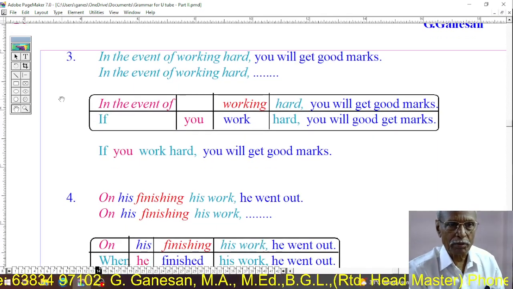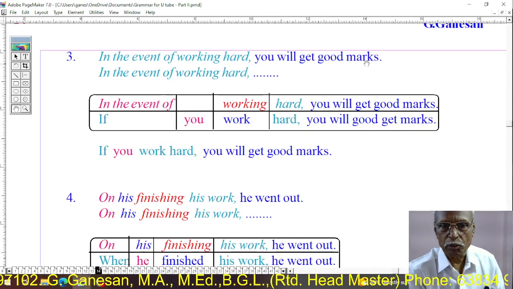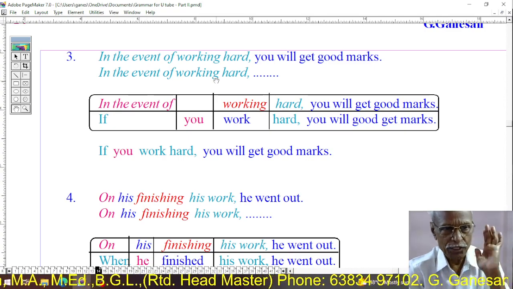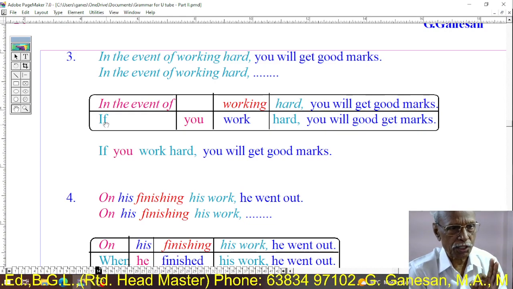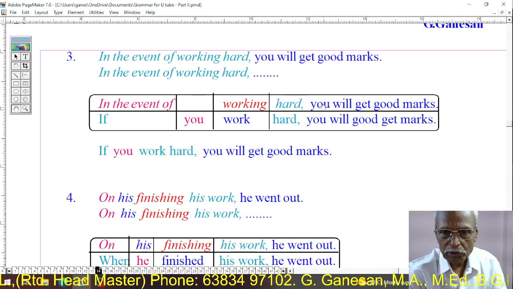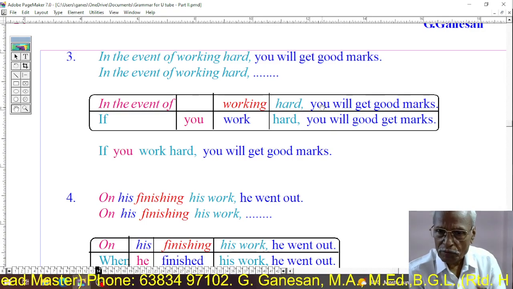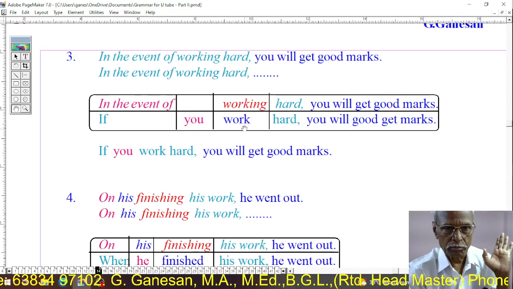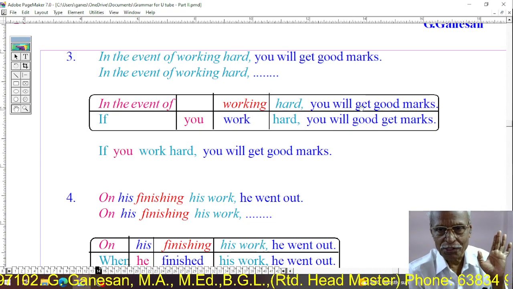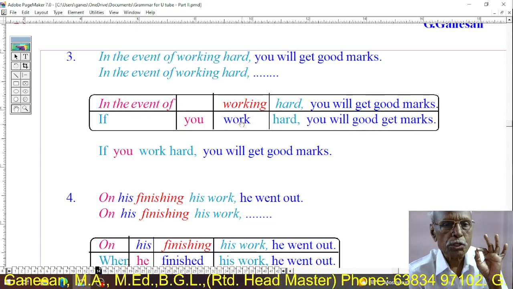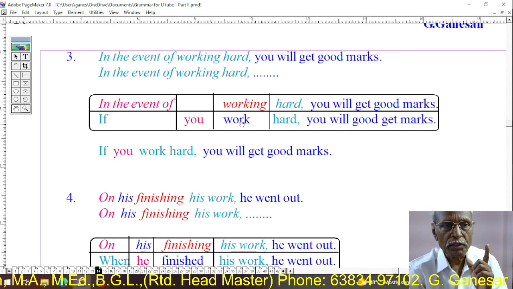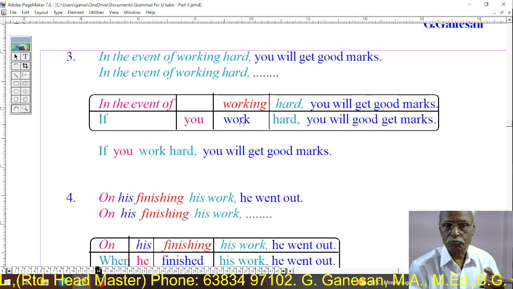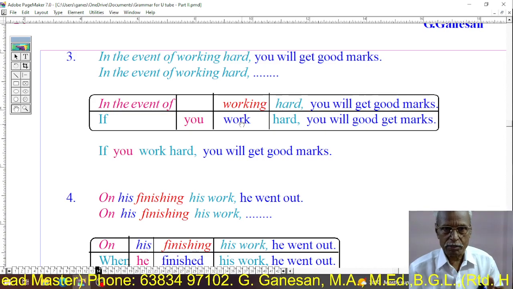Then third example, in the event of working hard, you will get good marks. In the event of working hard is the phrase. In the event of, its subordinating conjunction is if. There is no possessive, so the subject of the main clause is used here: you. Working becomes work. But as here the tense is future, we have used simple present because it is a conditional type, first condition. If you work hard, you will get good marks.